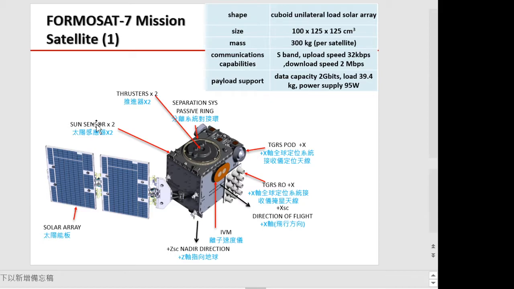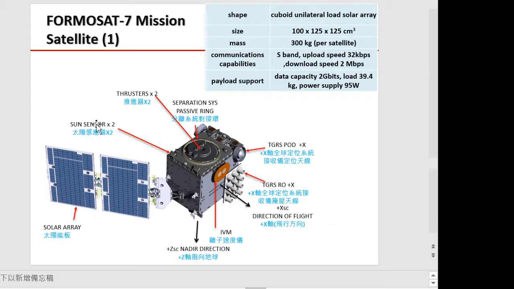The uplink is 32 kilobits per second. The downlink is 2 megabits per second. And this satellite can support storing 2 gigabits of data from payload instruments, and 3 payloads. The weight of the 3 payloads is 39.4, and the three of them need the power of 95 watts in total.